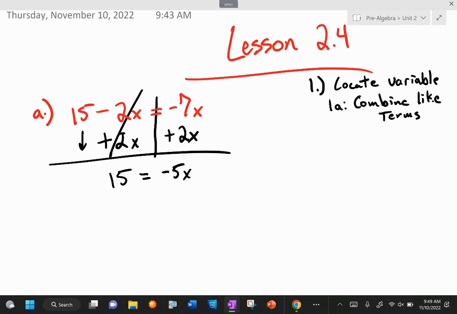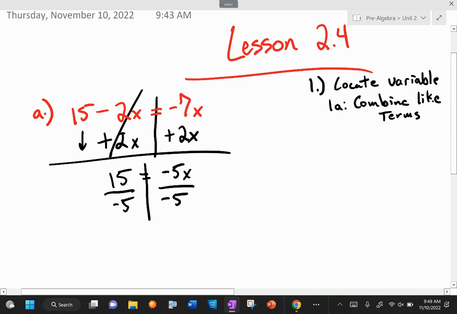So what's my next step? What operation is being done to the variable? It's being multiplied because we don't see anything, right? It's being multiplied because there's no sign in between. So the opposite of multiplying by -5 is dividing by negative 5. That will give us x on the right side and negative 3 on the left side.